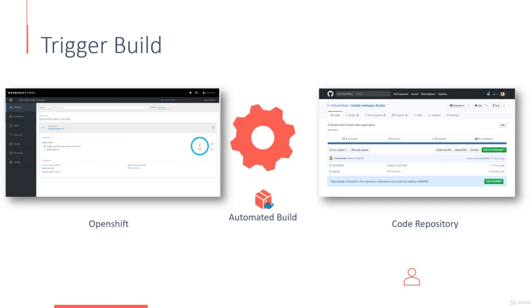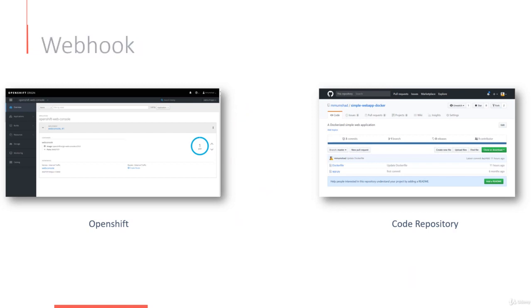So how do we get the code repository to send that message to OpenShift? That is done using webhooks. A webhook is an event notification technique that sends an HTTP post request to a predefined URL when an event occurs, such as a code change in this case. Most code repositories, such as GitHub, GitLab, or Bitbucket, come with built-in support for webhooks.